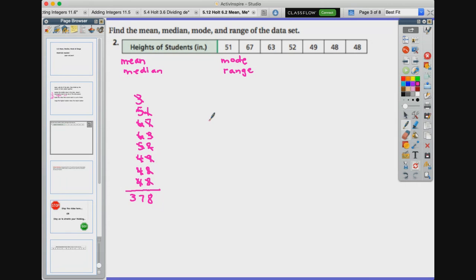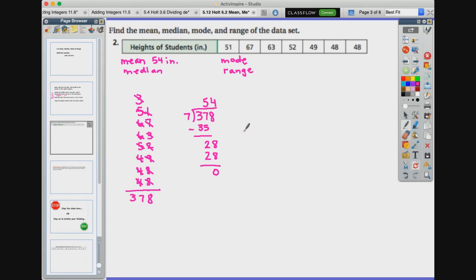Now 7 doesn't go into 3, but it does go into 37 5 times. And then I subtract that, and I have 2 left over. I bring down my 8. So 7 goes into 28 4 times. And 7 times 4 is 28, and now I have none left over. So my mean is 54 inches.